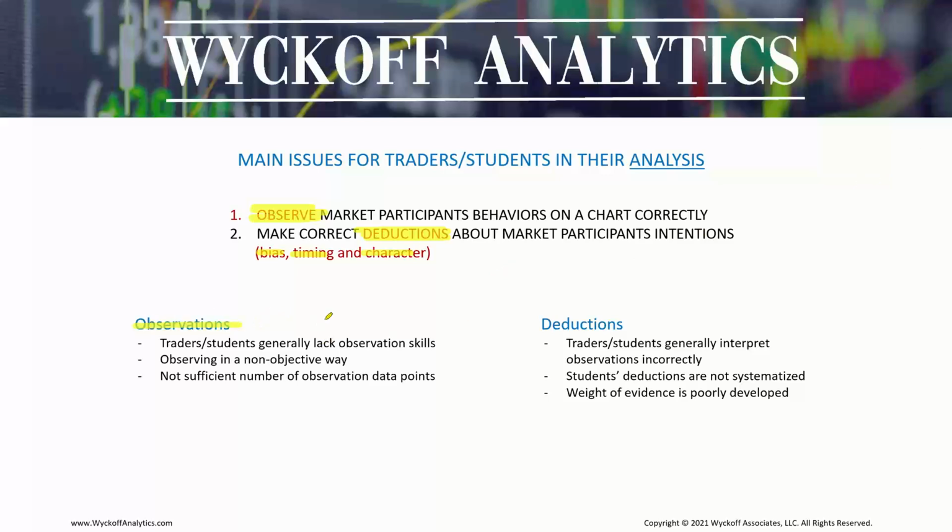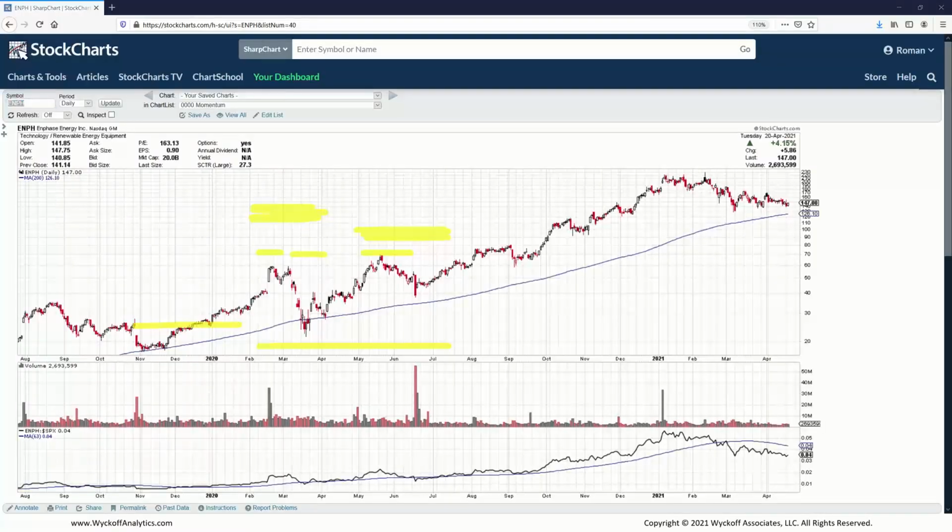So under the observations, what is the most difficult element of the observations? I've been teaching for quite some time now. This is probably cycle 30 plus. I'll have to come back and figure it out. But what I've noticed from students and traders is that generally we lack observational skills. So let me give you an example. When you look at the chart, let's say, I'm going to give you this chart. Doesn't really matter. Any chart.